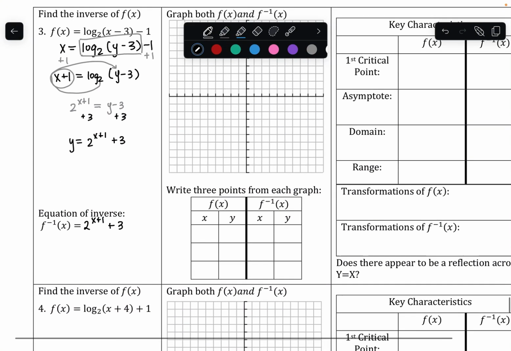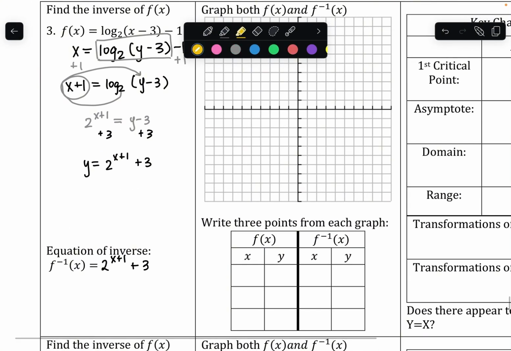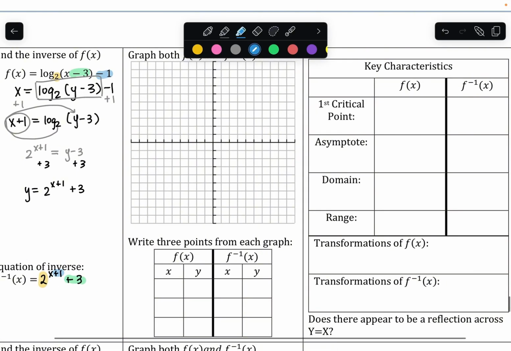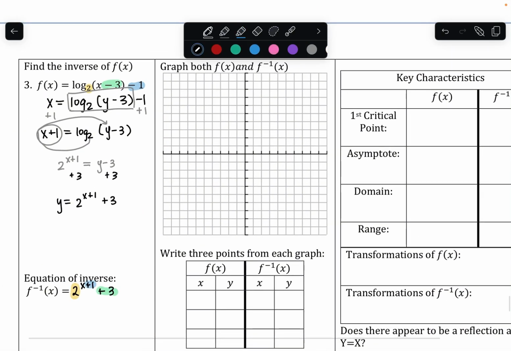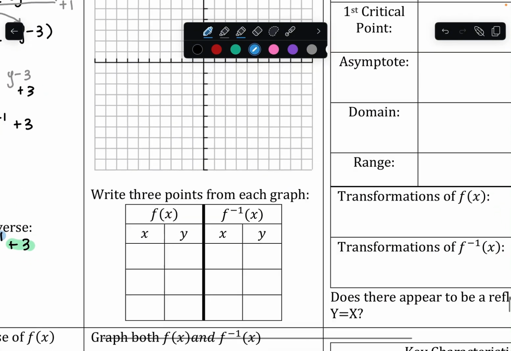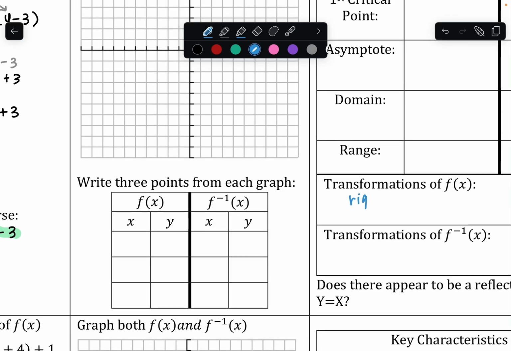So let's check our work. We started with a log base 2. We ended with an exponential base 2. We had a -3 inside. We have a +3 outside. We had a -1 outside, we have a +1 inside. So everything's checking out. Okay, and so if I'm listing the transformation for my original log function, we see this is right 3, down 1.